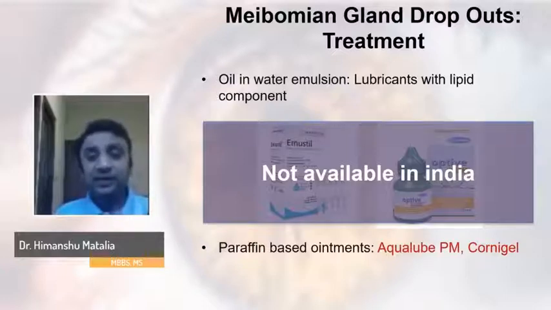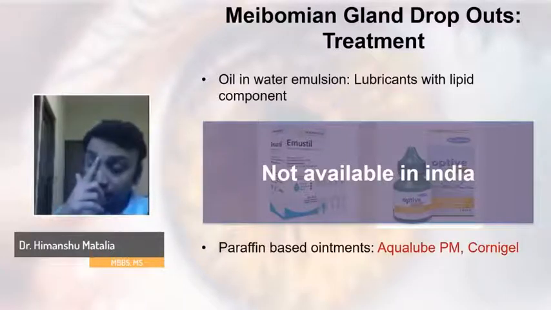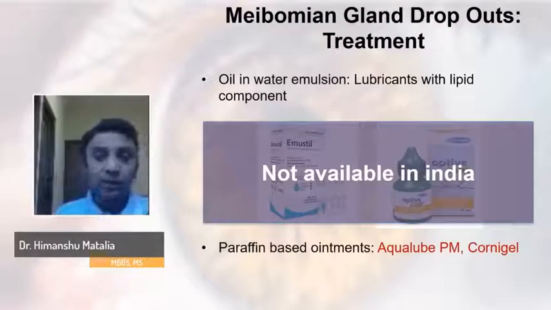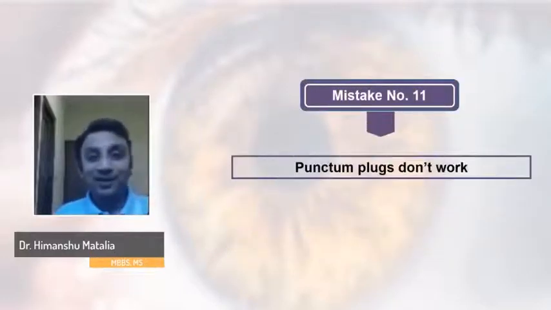Especially in cases like Stevens-Johnson syndrome, when they have severe Meibomian gland loss, treatment with Cornigel or Equilib, a paraffin-based lubricant, would be a life-changing treatment for them. I said 10, but well, who doesn't like a bonus? I'm going to close with a bonus, which is punctum plug.